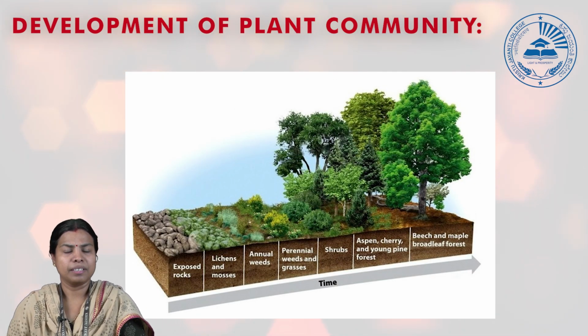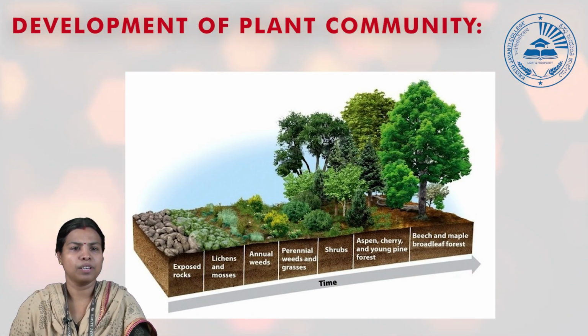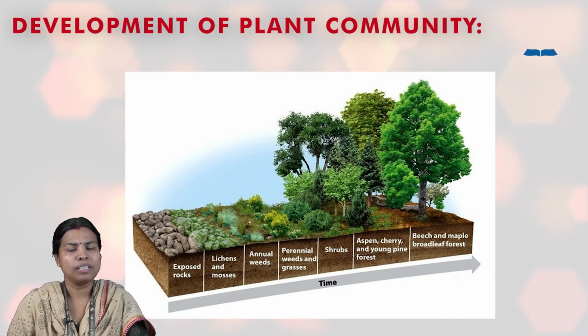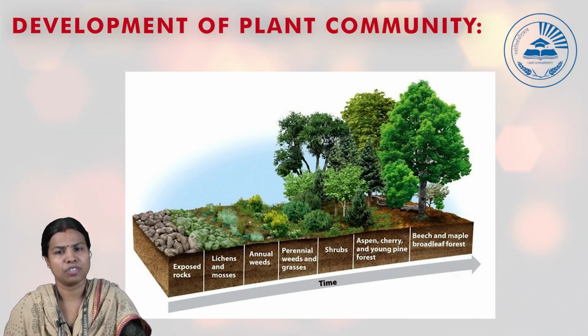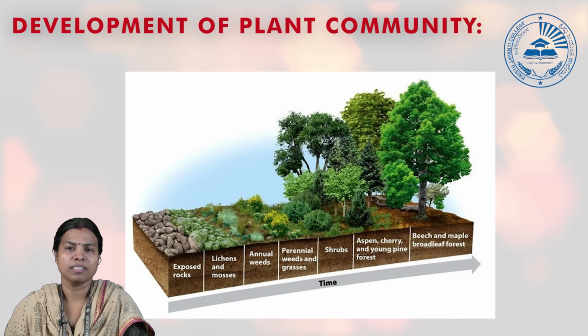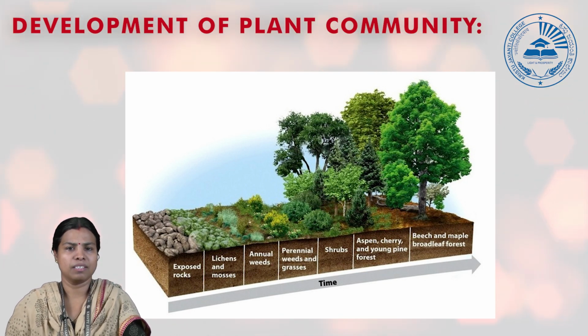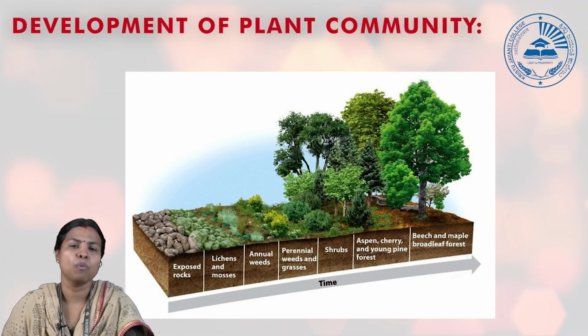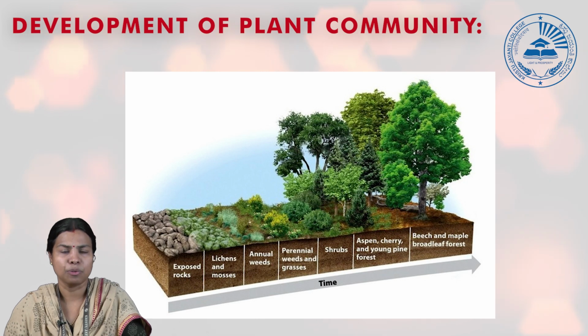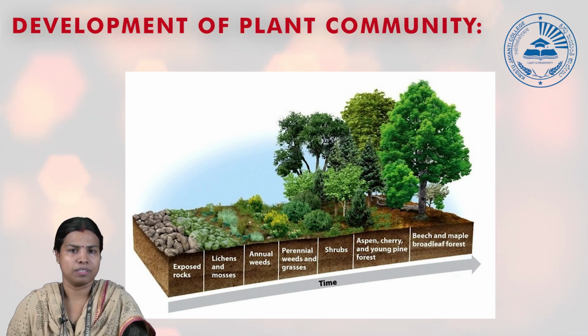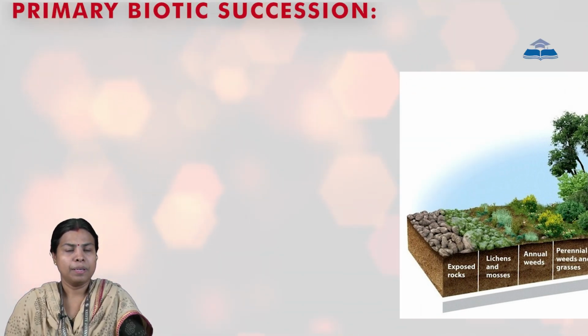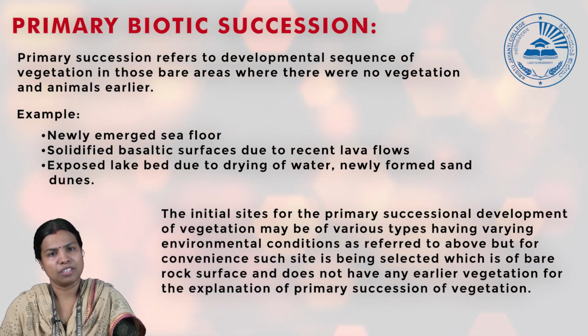This diagrammatic representation gives an idea about how a bare space is slowly colonized by biotic succession. At the final stage, we call it the climax community. This is how succession takes place over a period of time. It is a unidirectional and sequential process. So we can divide the biotic succession into two.